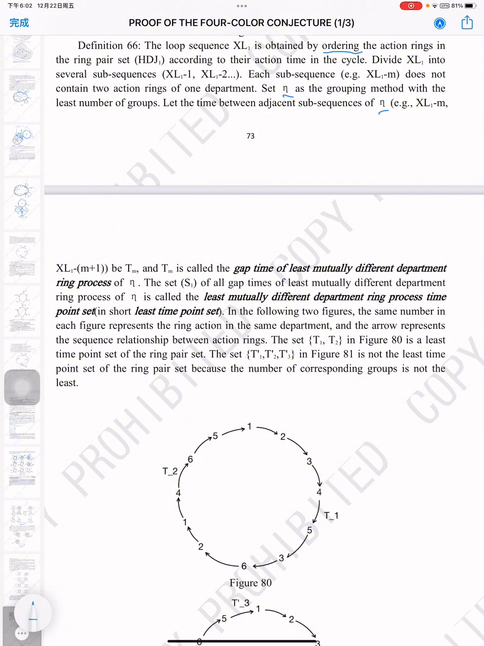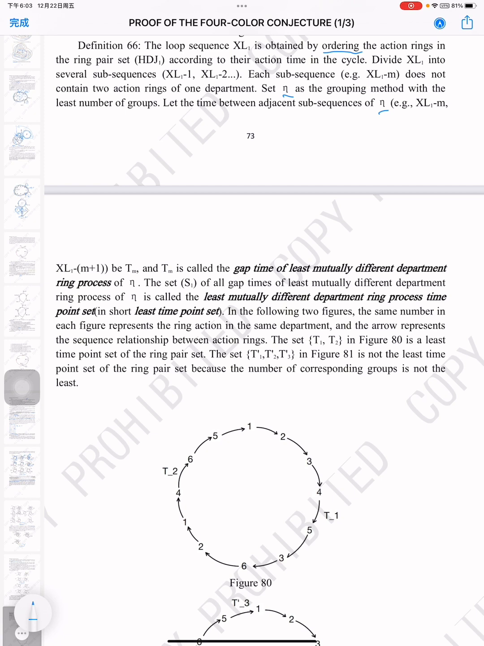eta. The set S1 of all gap times of least mutually different department ring process of eta is called the least mutually different department ring process time point set. In short, least time point set. In the following two figures, the same number in each figure represents the ring action in the same department, and the arrow represents the sequence relationship between action rings.